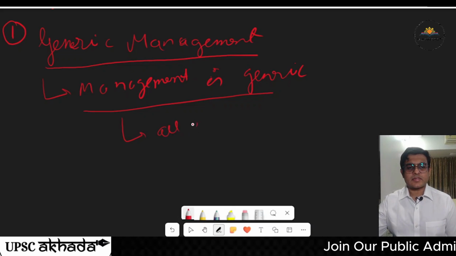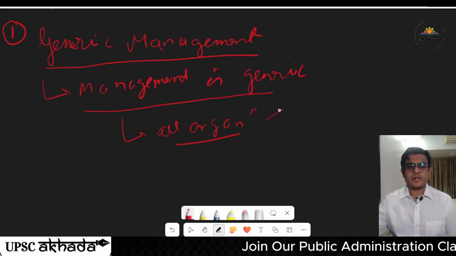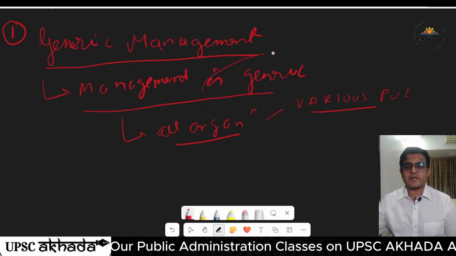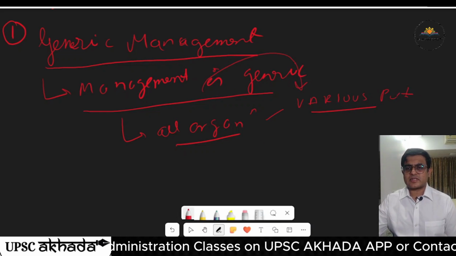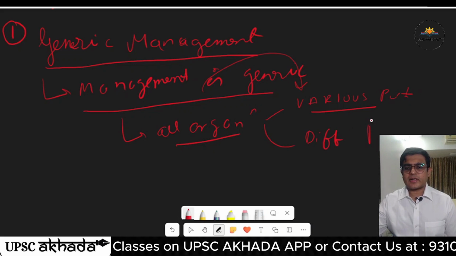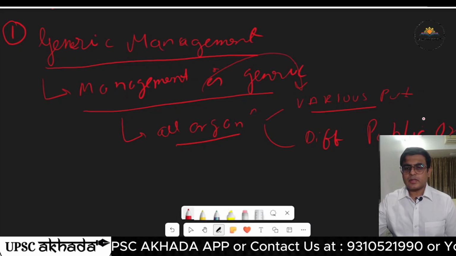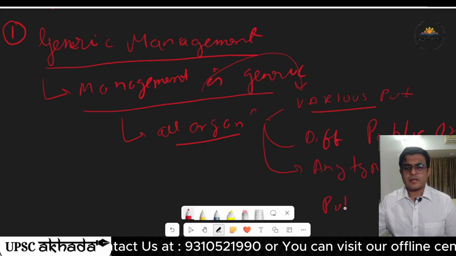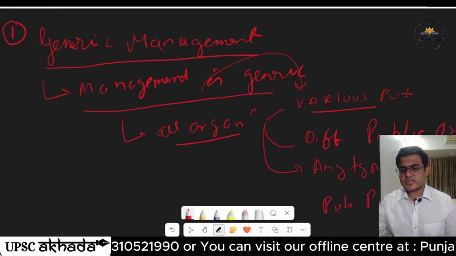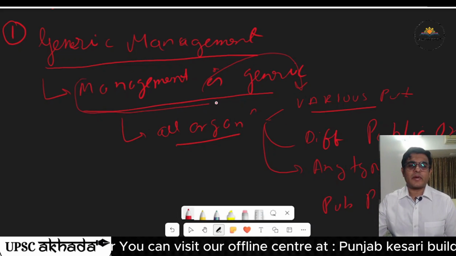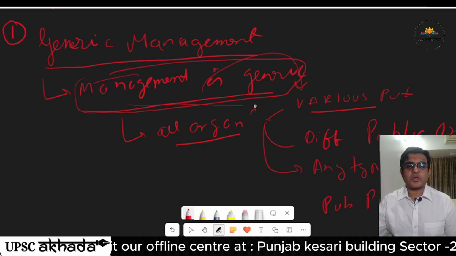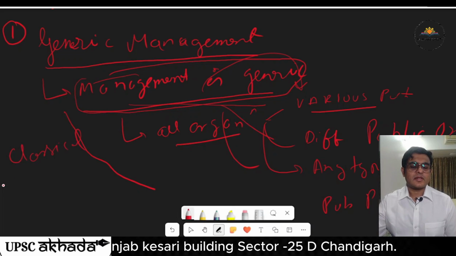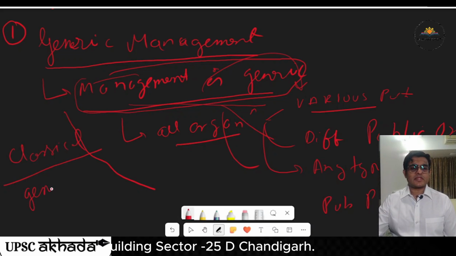In all organizations, management is applicable, be it various private organizations. Some principles of management will always be common. Various private organizations, different public organizations, and any type of organization for that matter, be it public, private, or even NGOs, all these organizations will have management principles which will be generic, common to all. So he is in a way talking about what classical thinkers have been talking about. That is generic management, generic principles.